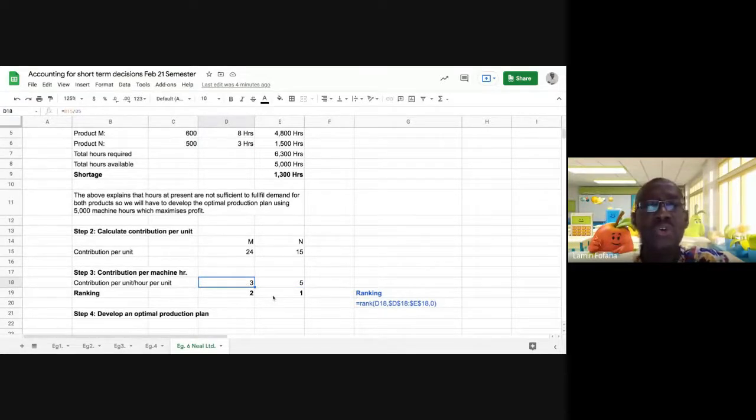Okay? So based on our scarce resource, we're supposed to produce product N first because it has got the higher profit or contribution, in this case, per unit.